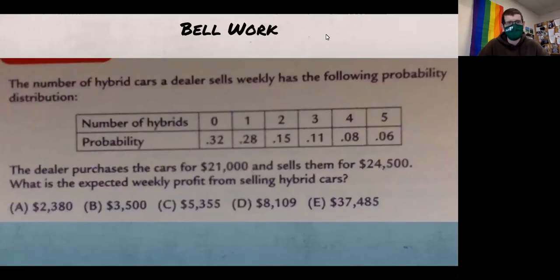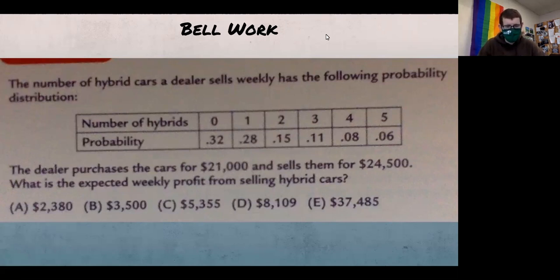So this is just asking for expected weekly profit from selling cars. Okay, so we know that the profit, well, let's worry about rescaling at the end. Let's first of all figure out how many cars we expect this guy to sell every week. And so you can do this with your calculator.